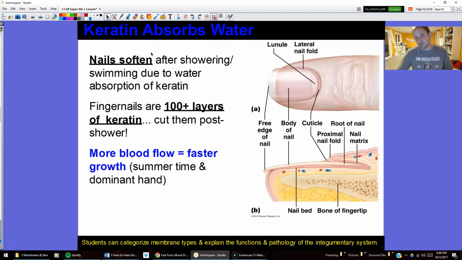Nails soften. This super hard nail softens after a shower because it's absorbed all this water. They're kind of full and soft. So cut your nails after a shower and you'll do less harsh damage to your nails.